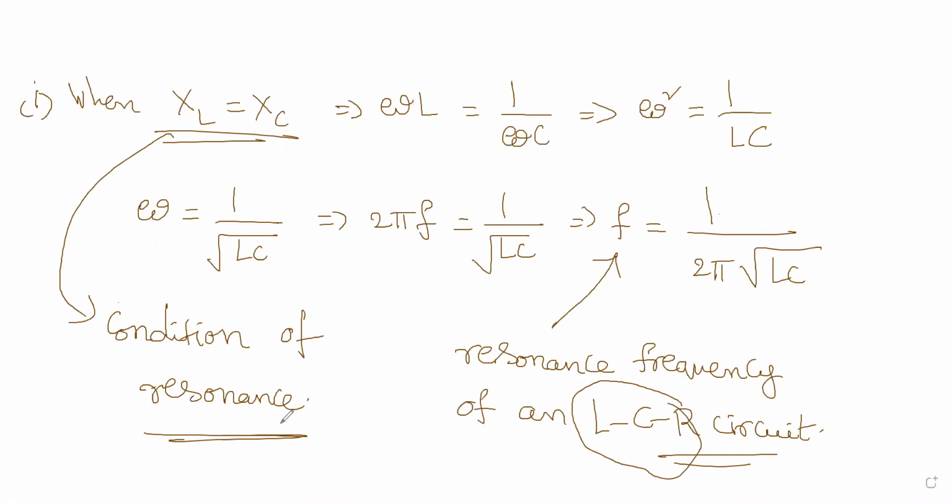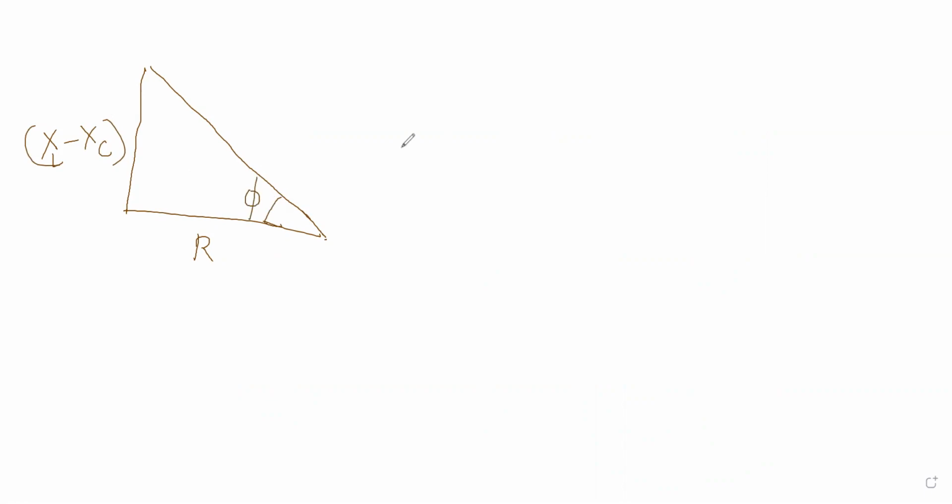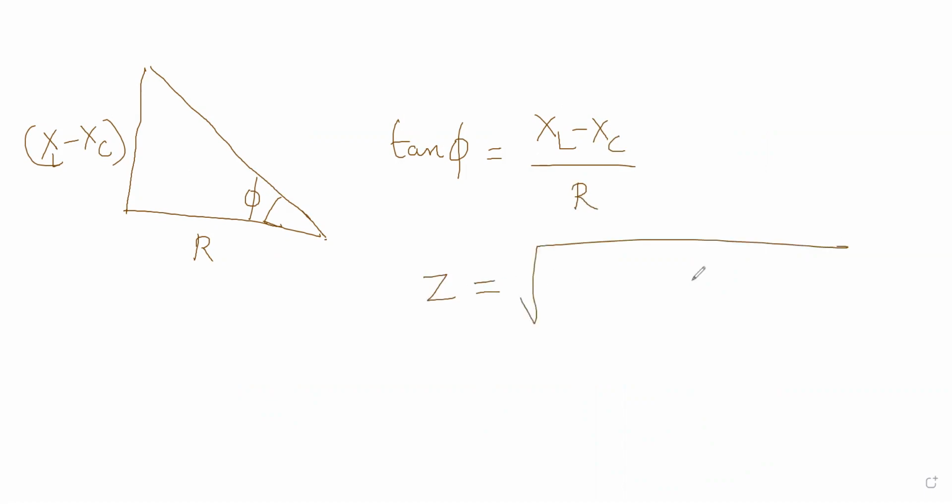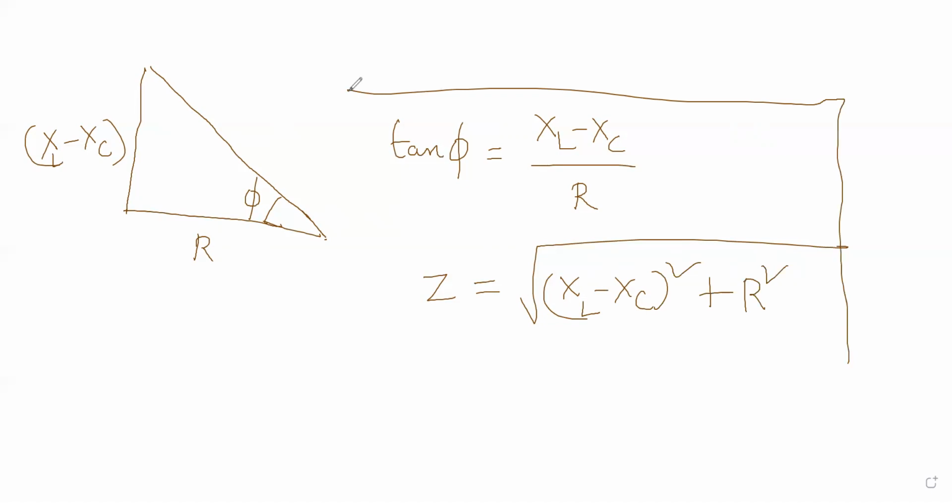What you have to remember, I will just tell you. If you remember this triangle for an LCR circuit, that is sufficient. This is R. This is XL minus XC. This is the phase angle phi. Two things you have to remember: tan phi is XL minus XC divided by R, and impedance Z is equal to square root of XL minus XC whole square plus R square. These are the two formulas which you have to remember for an LCR circuit.